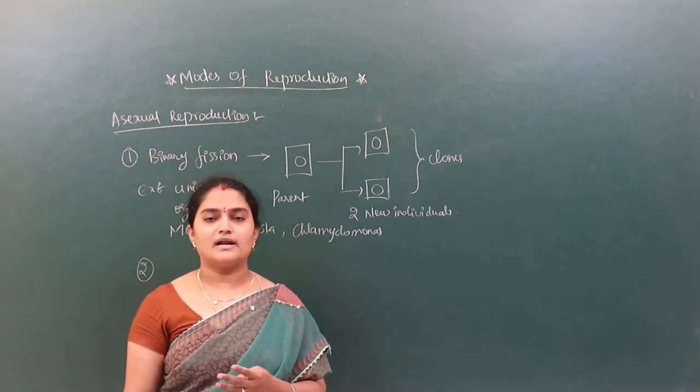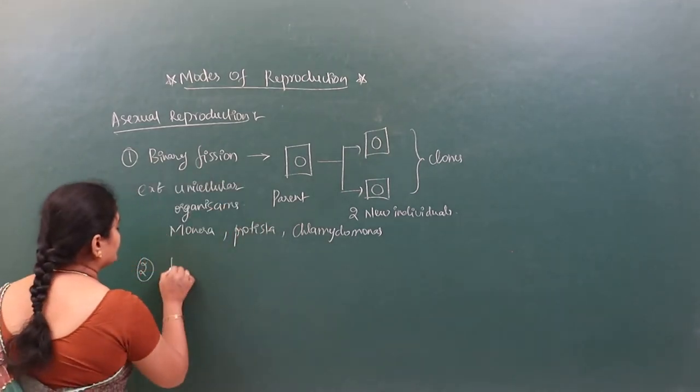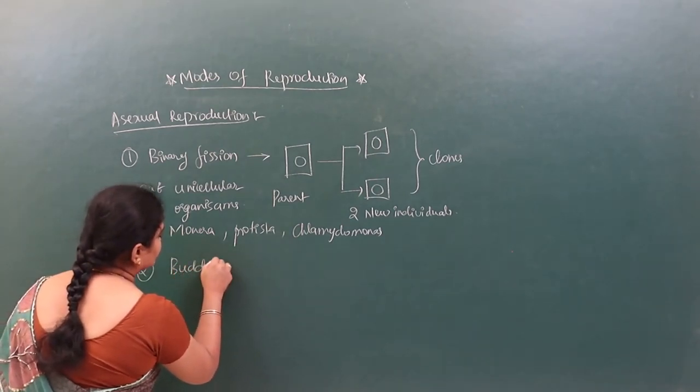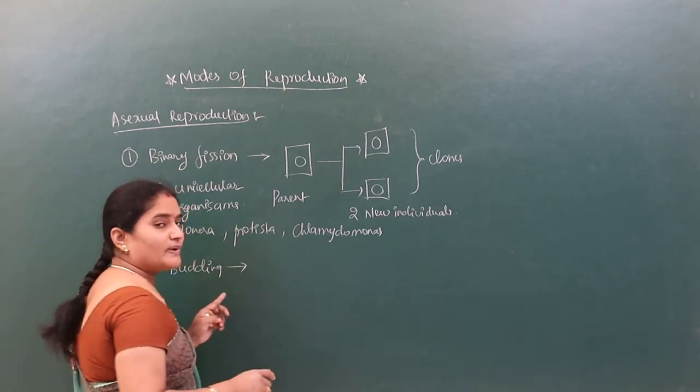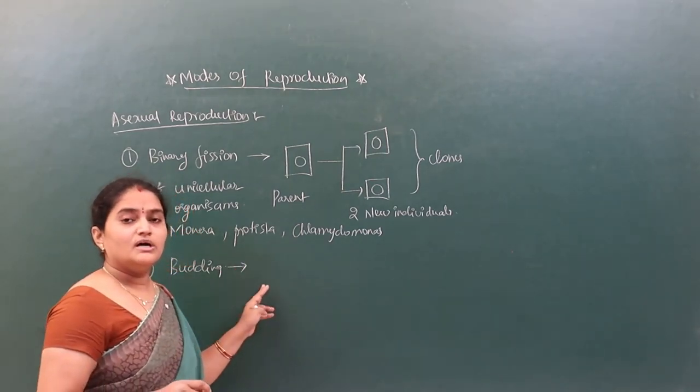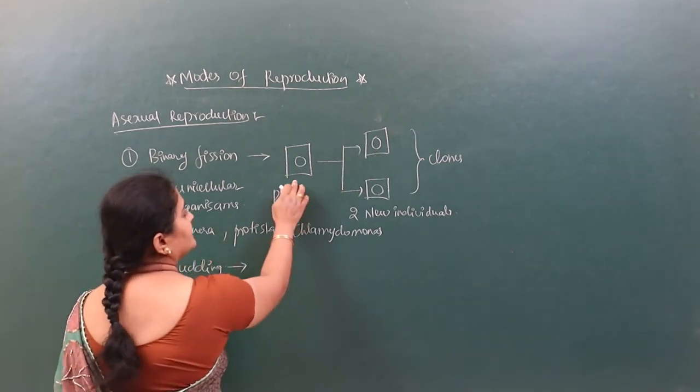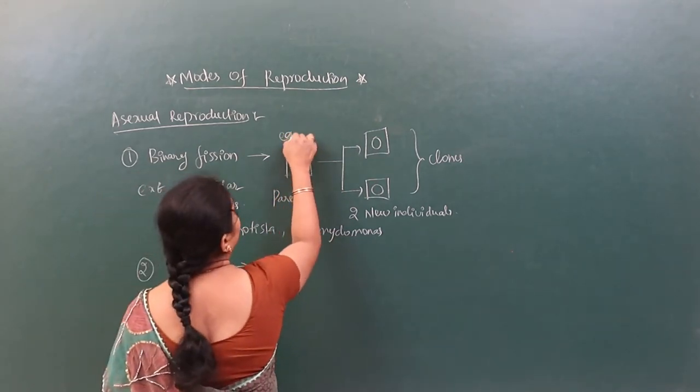And another one is called budding. Budding is also there. So consider budding as the second one. Budding is nothing but a part of the plant. Here it will not undergo equal division, whereas in binary fission it is undergoing equal divisions.